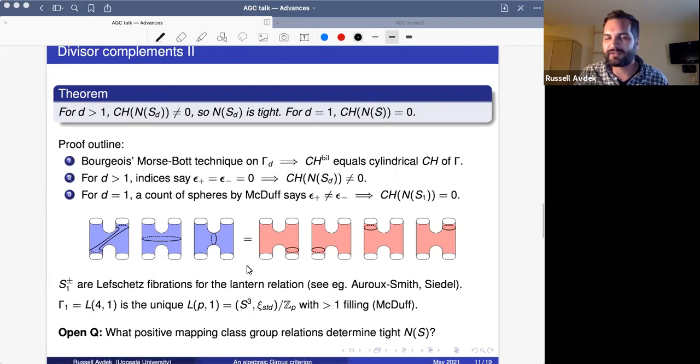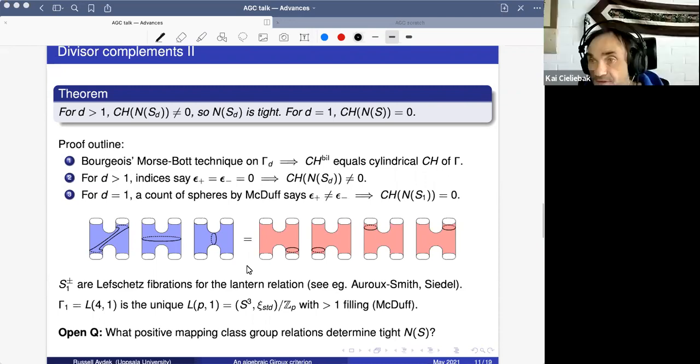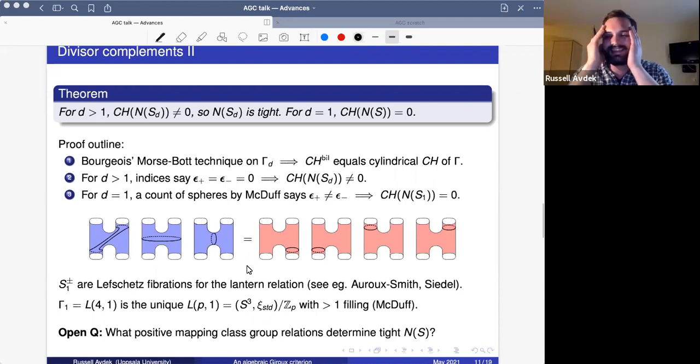Any questions so far? Yes, I have one question. Do your convex hypersurfaces sit naturally in some 5-dimensional contact manifold? That's a great question.